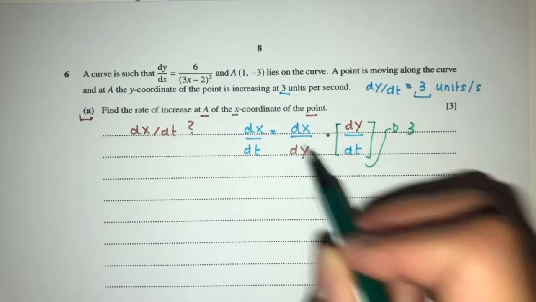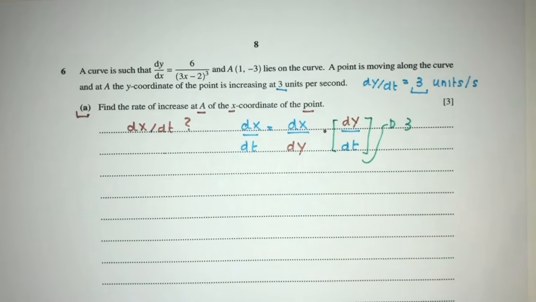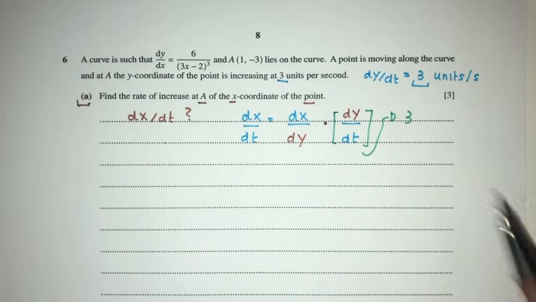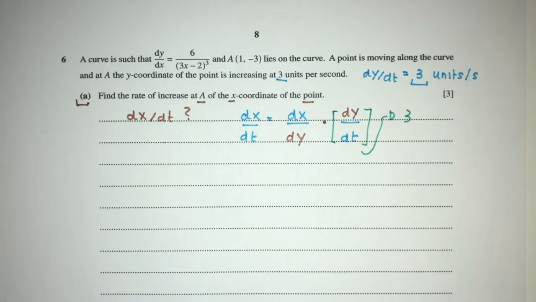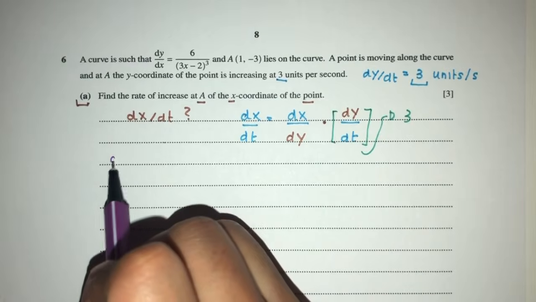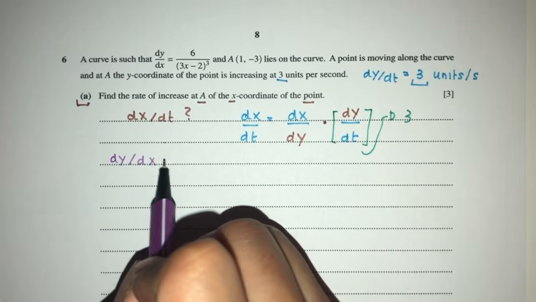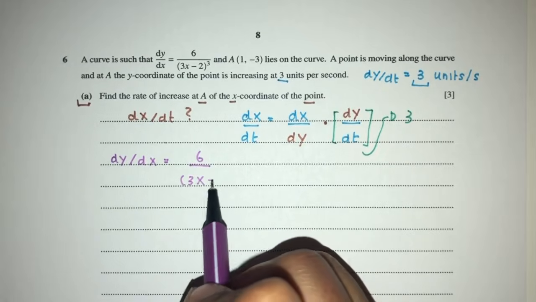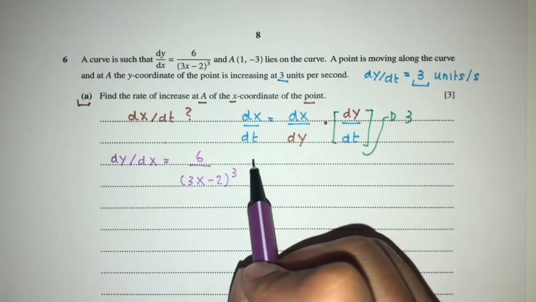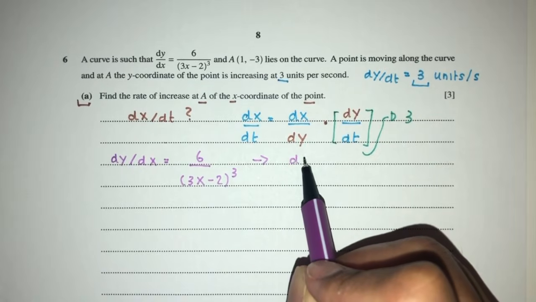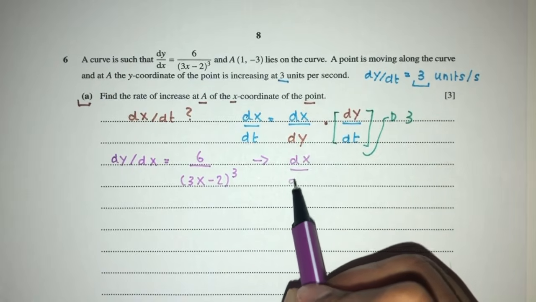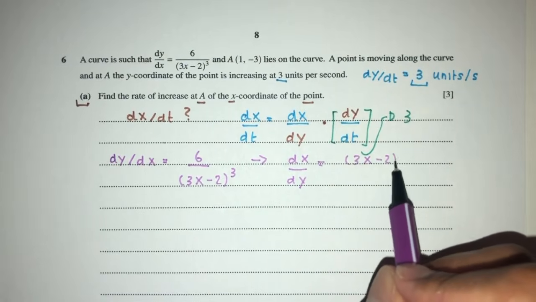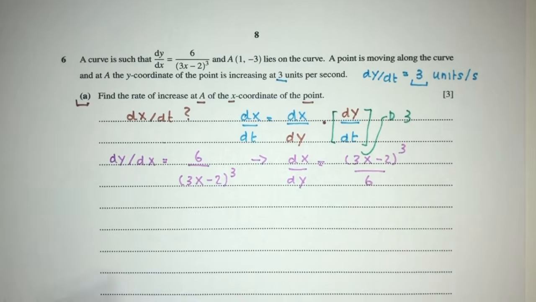This is 3. But here we have to find this one. Before you find dx by dy, let's first use dy by dx, because here we have dy by dx. It is 6 over (3x minus 2) power 3. Now from this we can write dx by dy. Flip this upside down, and that becomes (3x minus 2) power 3 over 6.